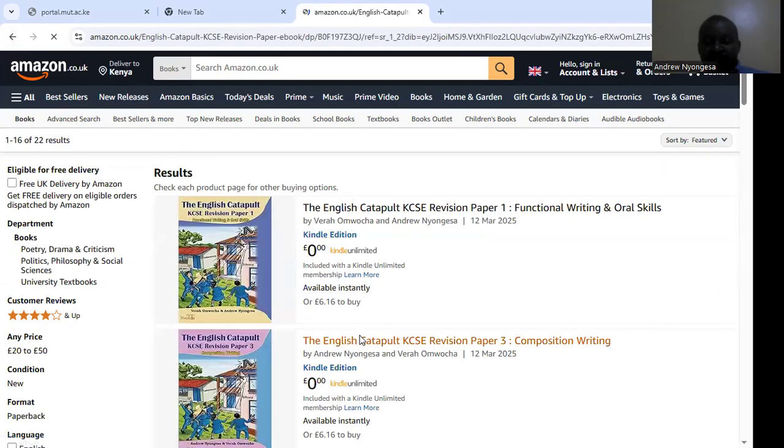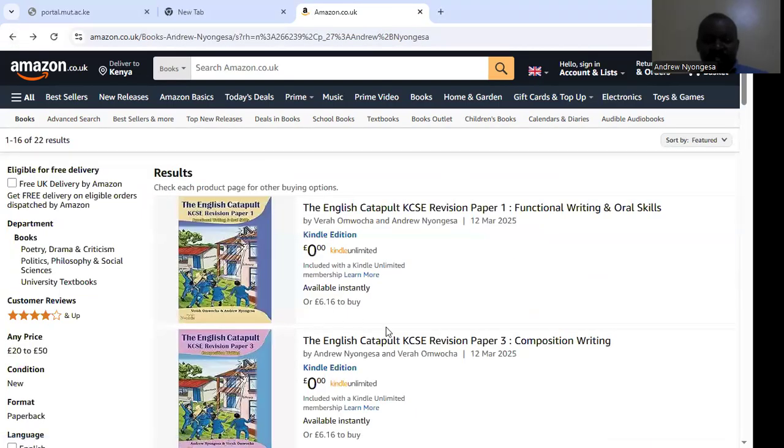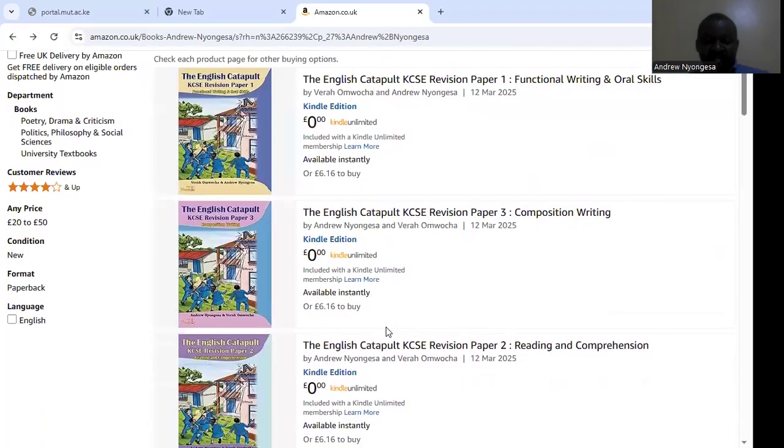And then we have English Catapult KCSE Revision Paper 3. This book shows you how to write essays for high school and how to mark them. For teachers who want to know how to mark, this book is essential. It is a friend you need to keep very, very close.